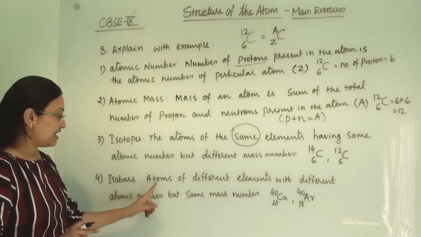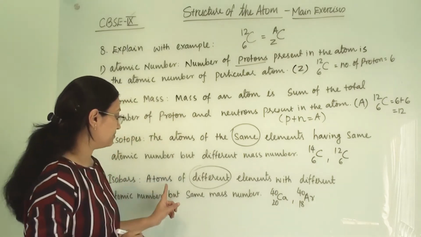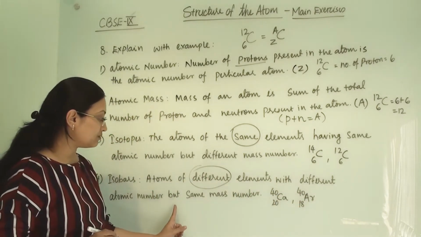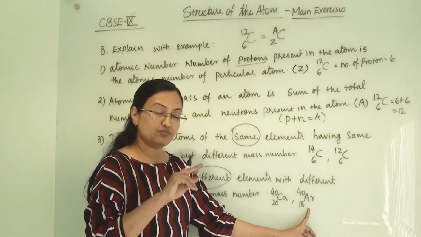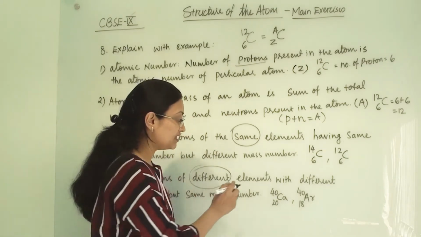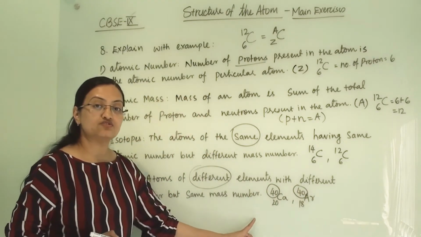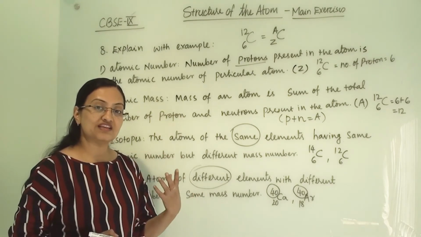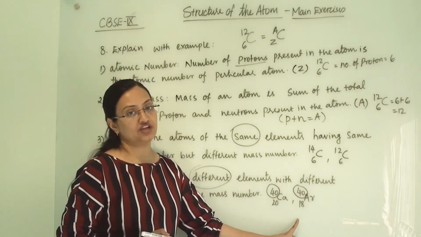Now isobars, atoms of different elements. Here the difference will come. Atoms of different elements with different atomic number but the same mass number. For example, calcium and argon, they both are different elements. So their atomic numbers are different but their mass number is the same. So that's why they are isobars of each other. Two different elements having the same atomic mass will be isobars of each other.